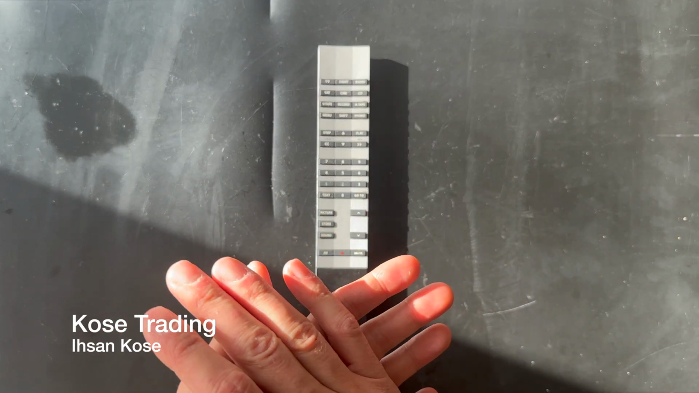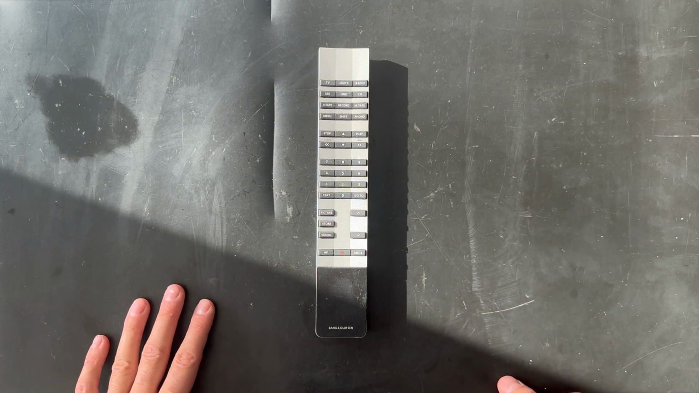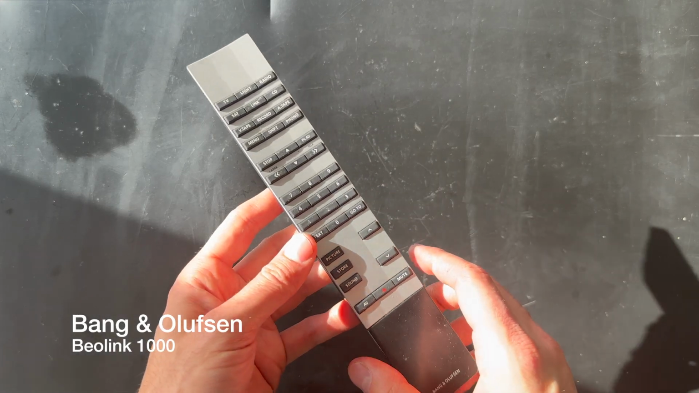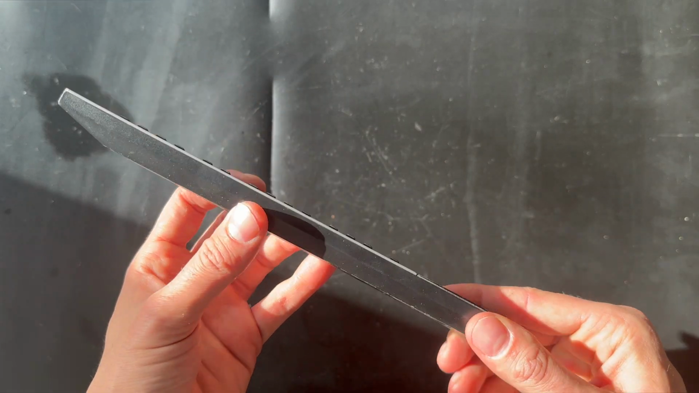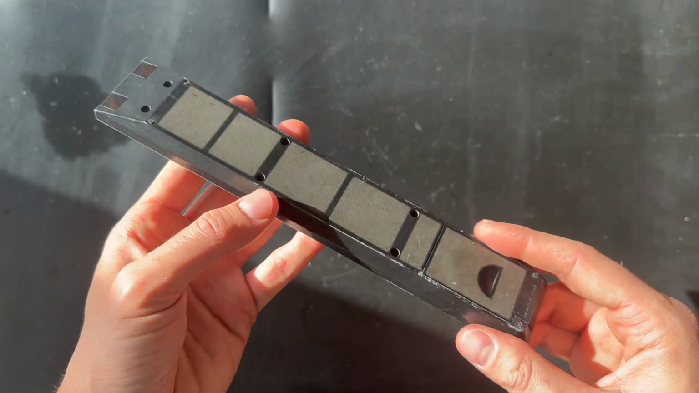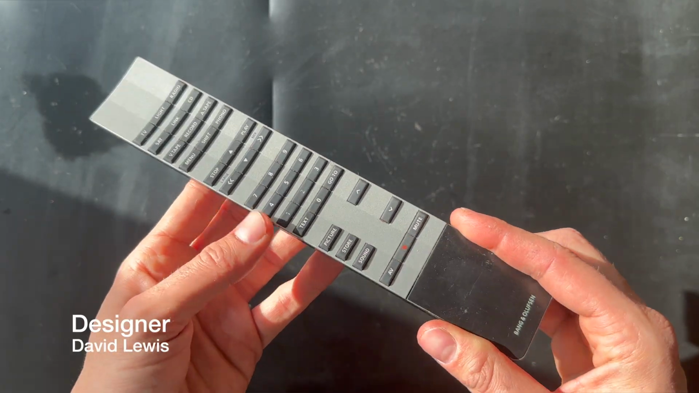This is Ethan Kurz from Kurz Trading, and today we have another de-icing process for a beautiful product from Bang & Olufsen. Today we have a Beolink 1000. It's a beautiful heavy metal premium remote controller from Bang & Olufsen. It's designed by David Lewis.